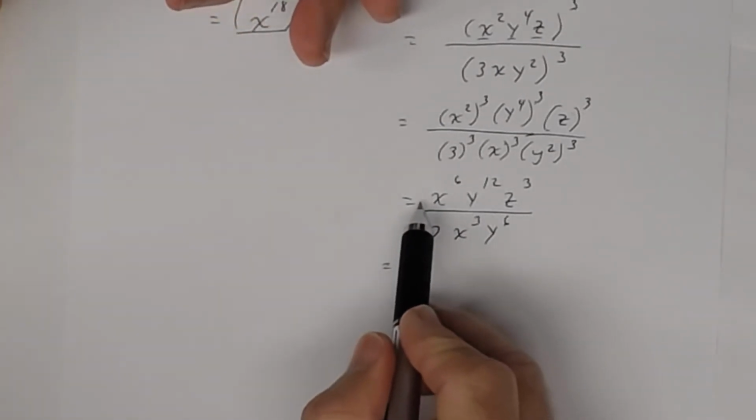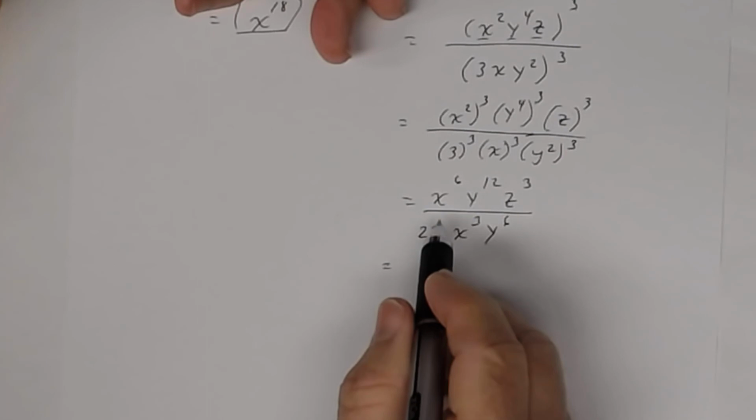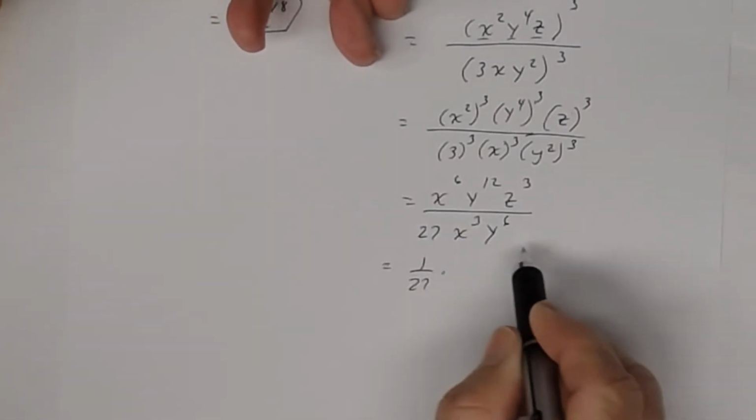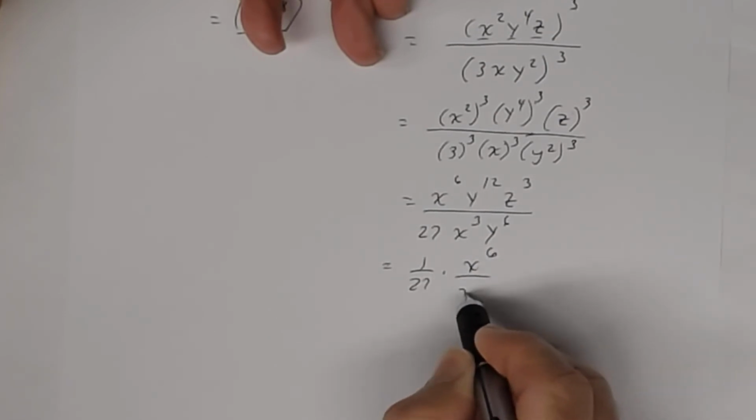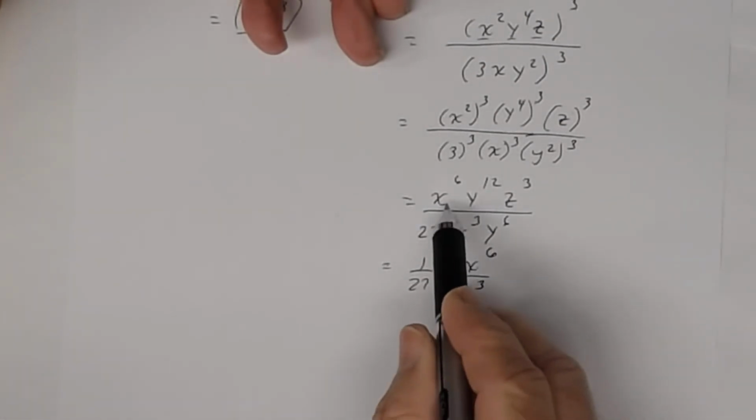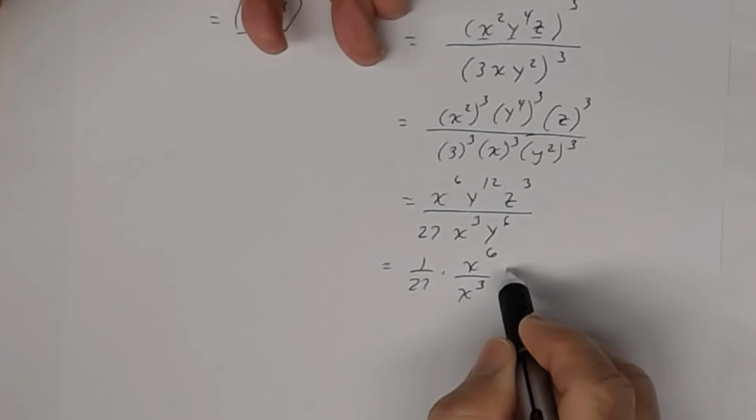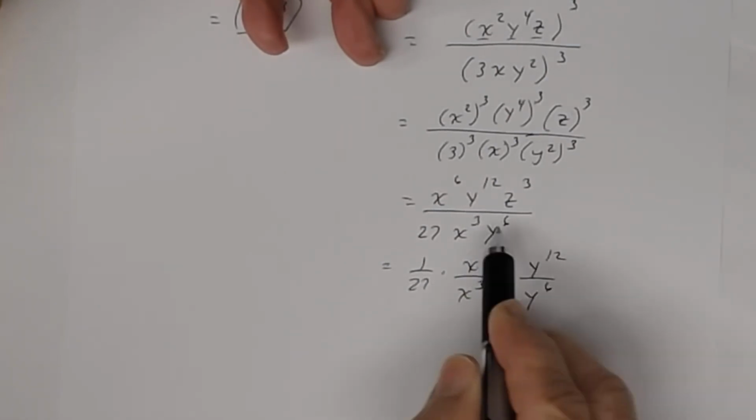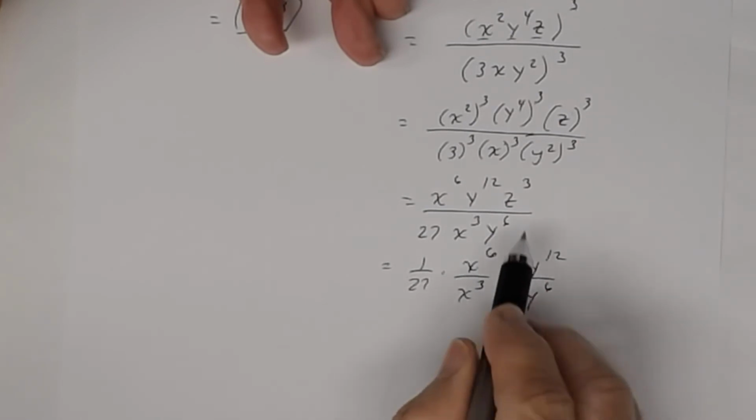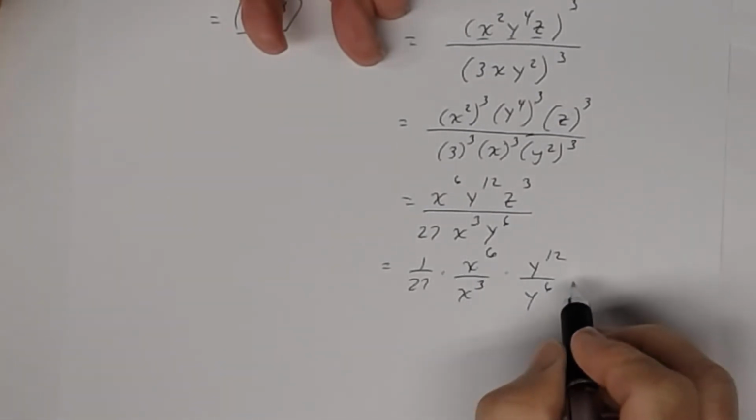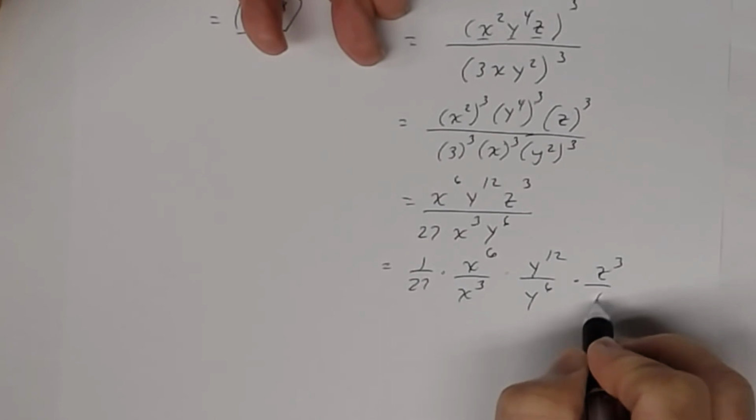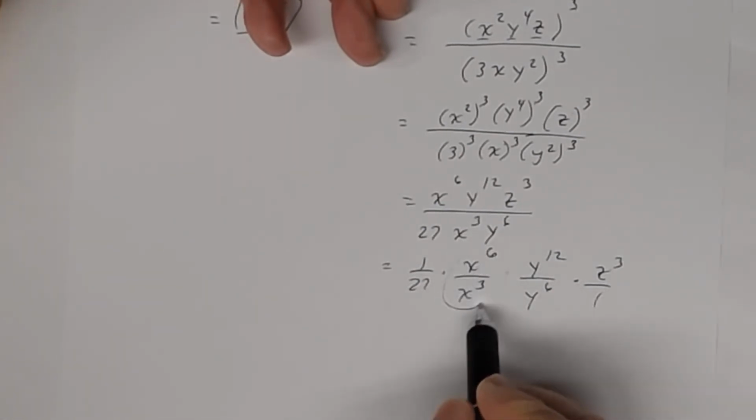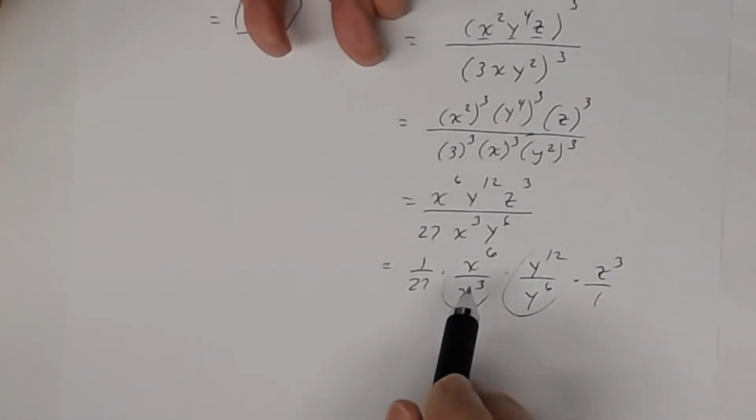So this coefficient in the numerator right here, that's a 1, right? So I'm going to rewrite this as 1 divided by 27 times, now let's put the x's together. X to the 6 divided by x cubed, times, let's put the y's together. Y to the 12 divided by y to the 6. And then times z cubed. If you want to, put that over 1. Okay? Now, let's simplify. The only thing we can simplify here is this and this, using the quotient rule.